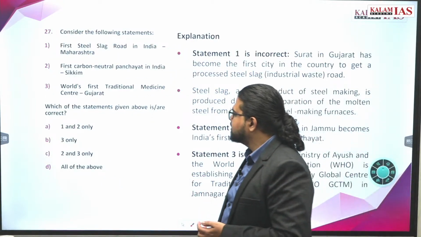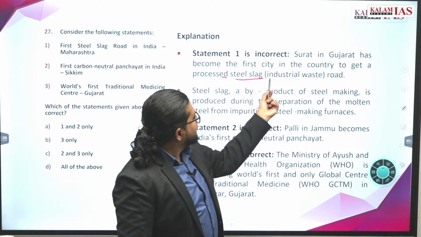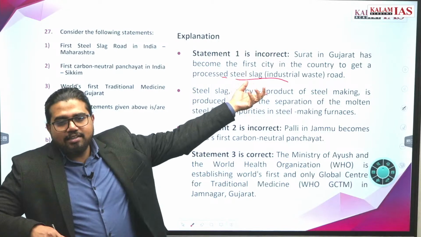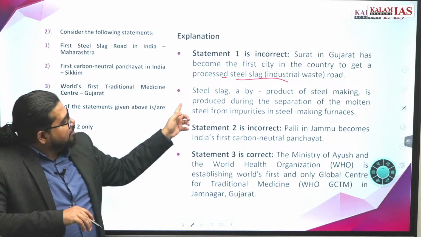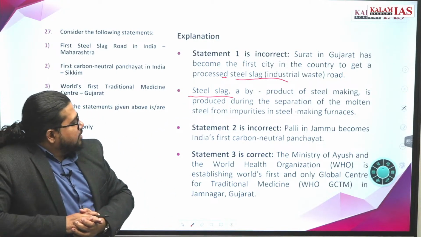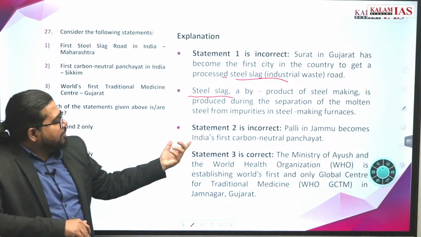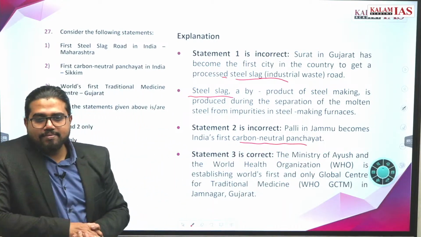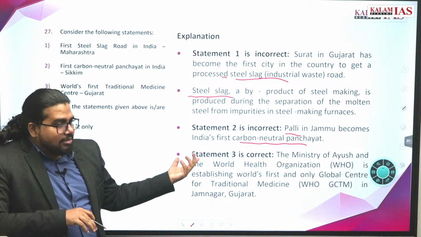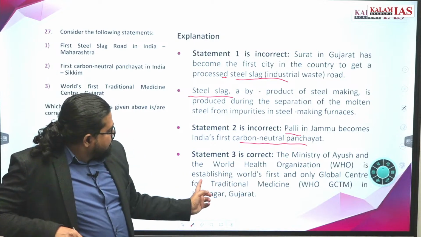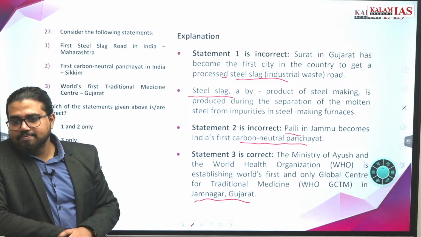We'll go with the statements for this. What is the first thing? Steel slag road. It is formed in Surat, Gujarat. India's first steel slag road is being built there. Slag is a byproduct of the steel making process. What is the second statement? First carbon neutral panchayat. That is Pali in Jammu and Kashmir. Very factual, nothing more. Third is India's first traditional medicine center. That is also in Gujarat, in Jamnagar.